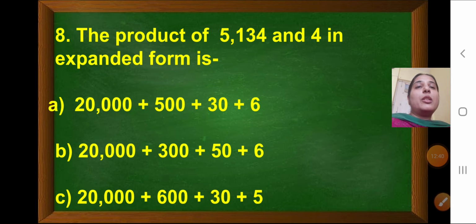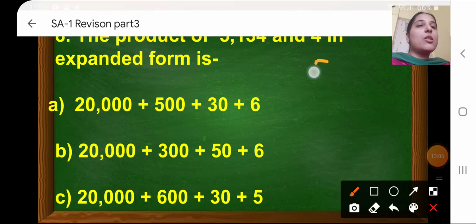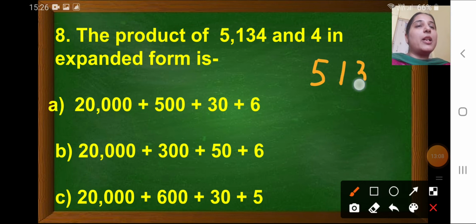Now the product of 5,134 and 4 in expanded form is. So first, what is being asked, children? The product of 5,134 and 4. So first we will find the product of the given numbers. So let's find the product first. So 5,134 multiplied by 4.